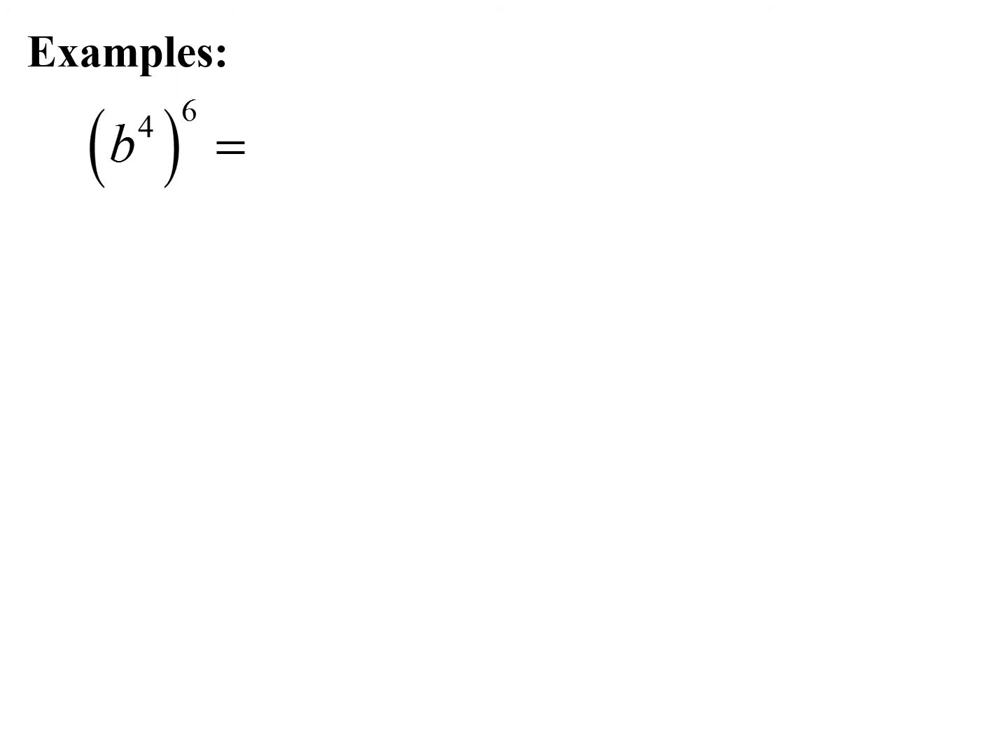Here are a couple of examples. Here we have b to the 4th to the 6th power. This is power of powers, so I multiply my exponents. 4 times 6 is 24, so this is b to the 24th power.